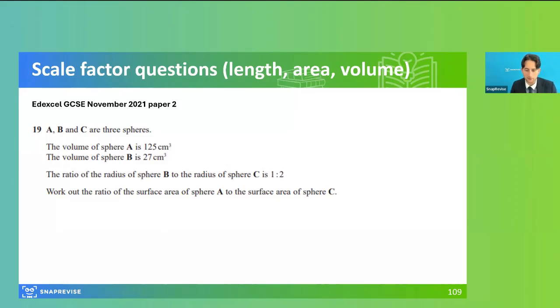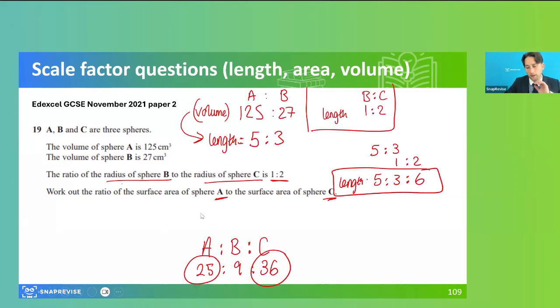Volume of the sphere A is 125, volume of sphere B is 27. And then it asks about the ratio of the radius. Now, what I would set up is I would start by putting that bit of information as a ratio. And what a lot of people don't realize is you can cube root, or square, or cube a ratio when you're moving between dimensions. So if the volume is 125 to 27, rather than finding a scale factor, you can literally cube root that to find the length scale factor, which would be 5 to 3.